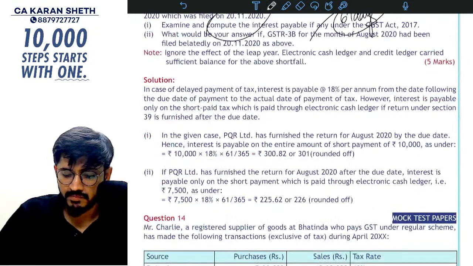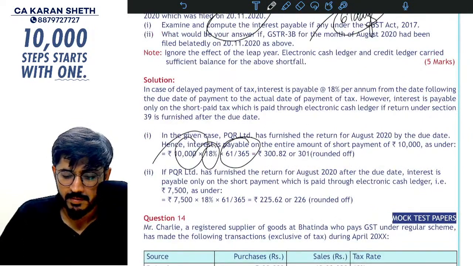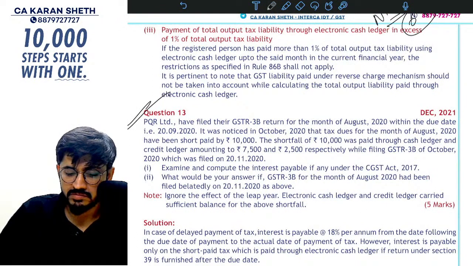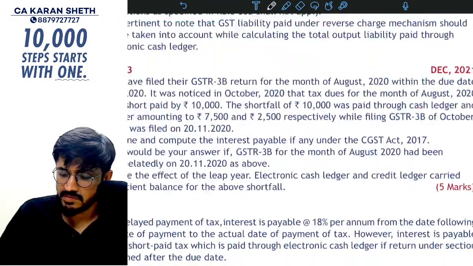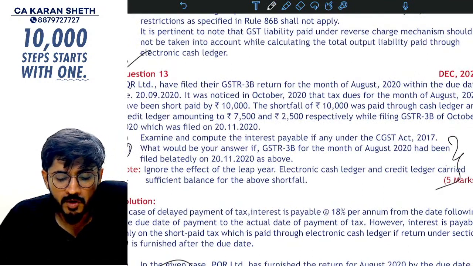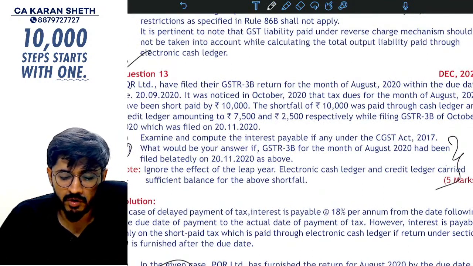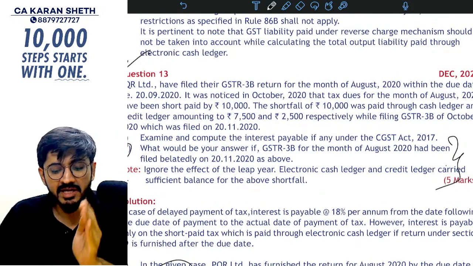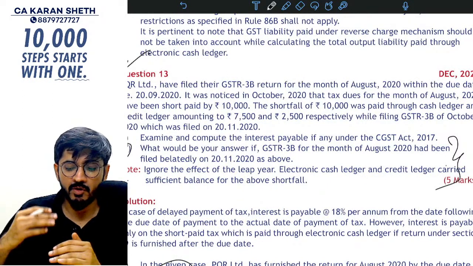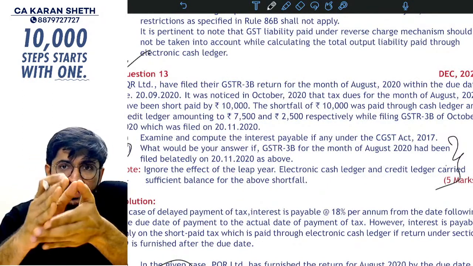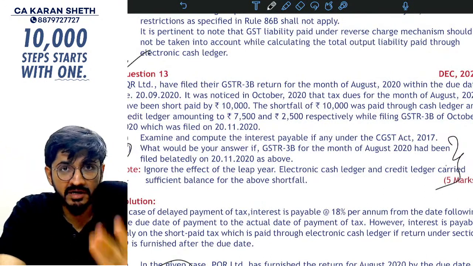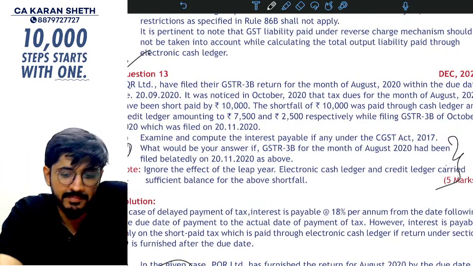Okay. 365. Next. Just try the other question. It says, what would be your answer if GSTR 3B for the month of August had been filed belatedly on 20th 11 as above? So instead of filing it on 20th September, he has filed it belatedly on 20th 11. So the return is only filed late.